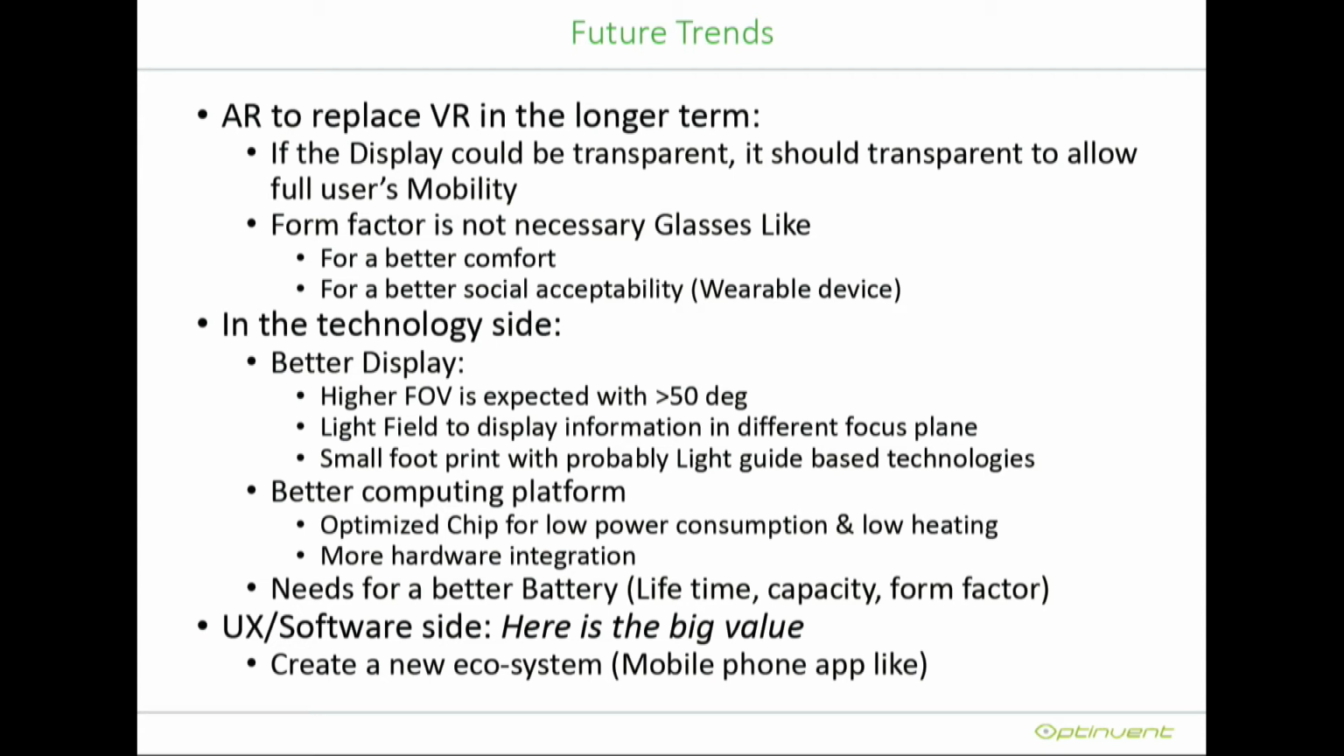And we also need a better battery. I don't personally have information on what's going on today, but I think we met some people from Panasonic, for example. They really try to reduce the battery size. For the user interface and software side, I think there's big value because you could generate a lot of business. We need to create a new ecosystem to allow people to create new applications on these devices, like what happened with the mobile phone business.